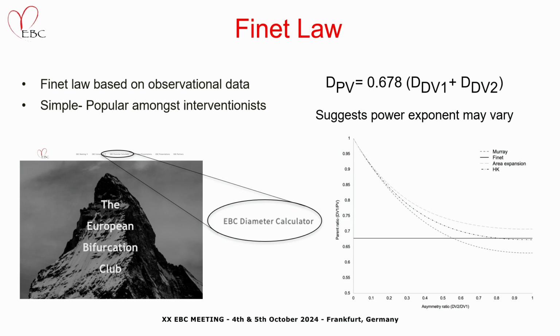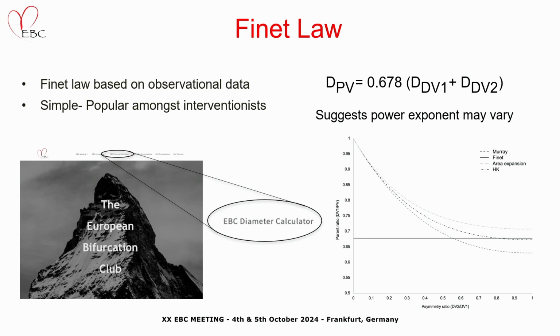You can see at the bottom of the screen, I've got a screenshot of the EBC home website. And on there, the Matterhorn is literally pointing you towards the EBC diameter calculator, which uses Finet's law to tell you how big the parent and daughter vessels should be in a bifurcation.